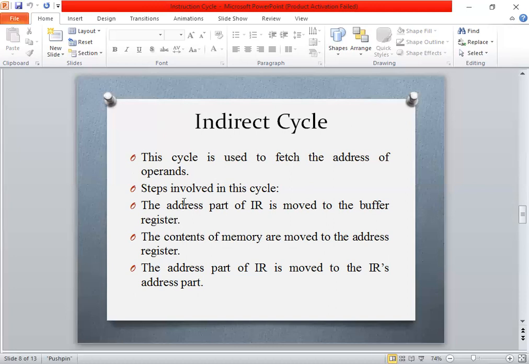The contents of the memory address register are transferred to the instruction register. This has been shown: the contents of memory are moved to the address register. The address part of the instruction register is moved to the instruction register address part. The micro operations of this cycle are shown in the next slide.